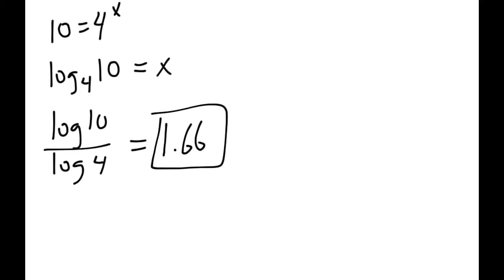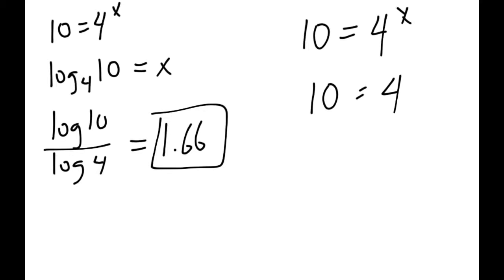If you're not sure you did it right, just remember you can always go back to the original equation. So our original equation was 10 equals 4 to the x. And on your calculator, you can actually just see if it's true. If you put in the 1.66 answer that we just got, so if you go 4 to the 1.66 on your calculator, you will see that it is equal to 10. So we know that we did it right.